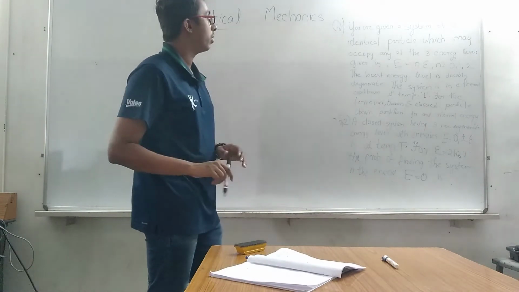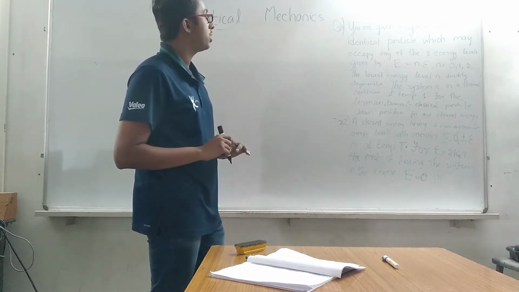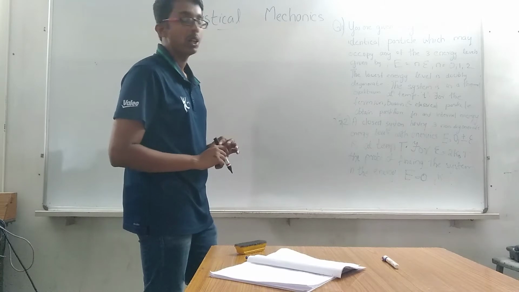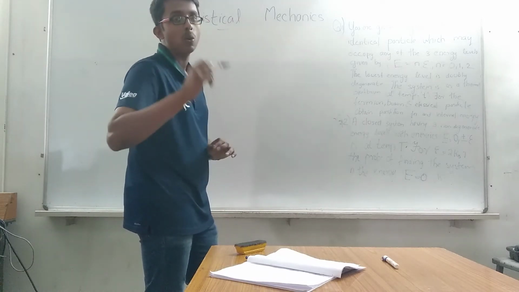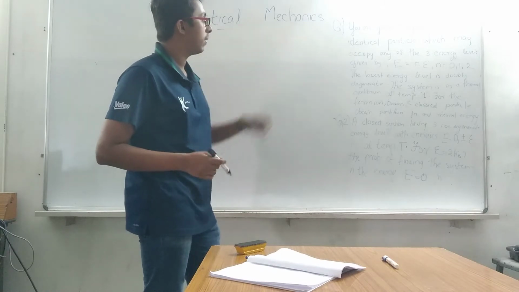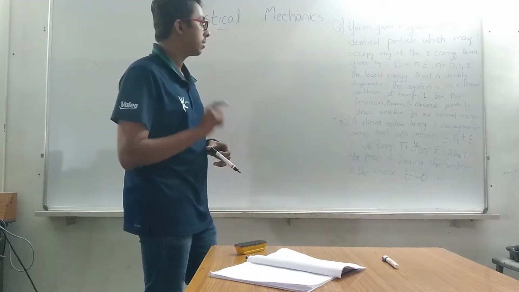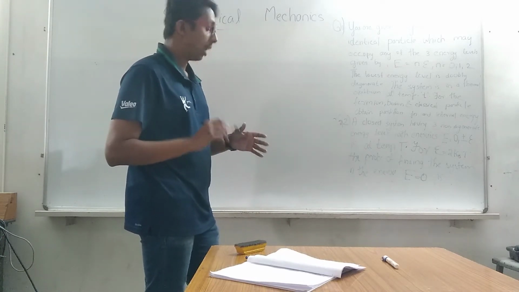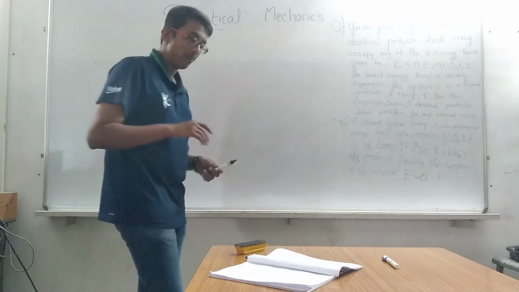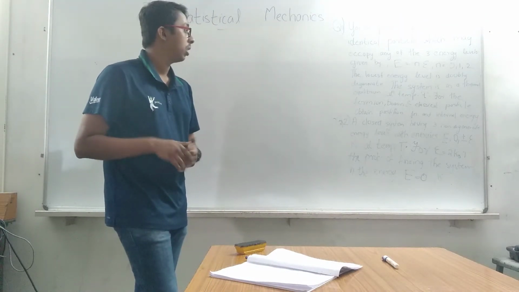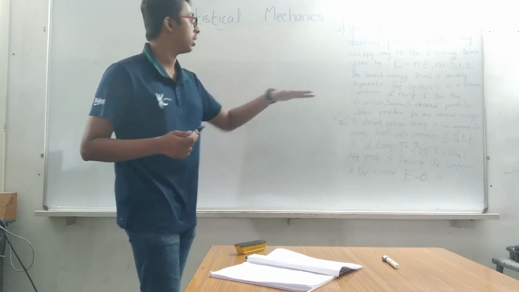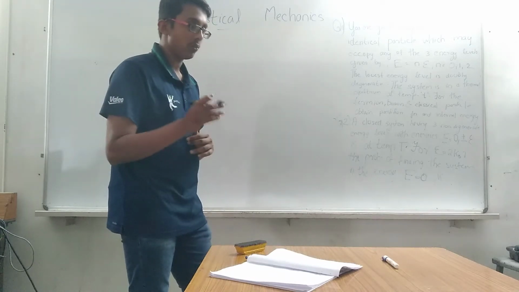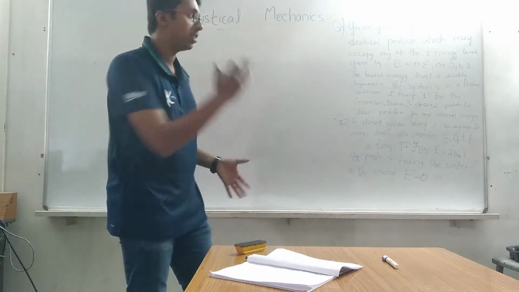You are given a system of 2 identical particles which may occupy any of 3 energy levels given by energy E equal to n epsilon, where n can be 0, 1 and 2. The lowest energy level is doubly degenerate and the system is in thermal equilibrium at temperature T. Our aim is to identify the configuration, partition function and internal energy in the case of fermions, bosons and classical particles. So we can apply all the theories that we have learned in this particular problem.